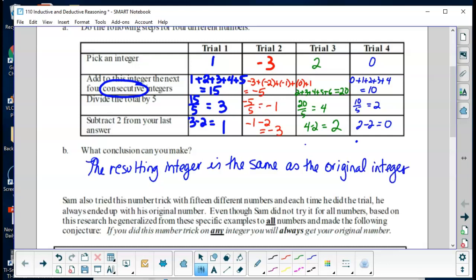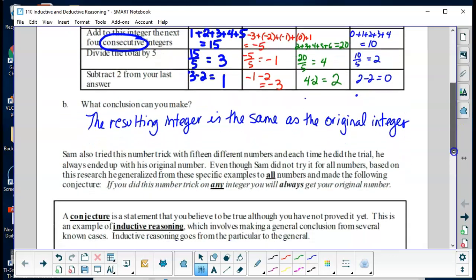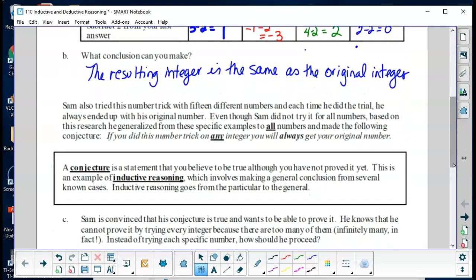Okay, so Sam also tried this number trick with 15 different numbers, and each time he did the trial, he always ended up with his original number. Even though Sam did not try it for all numbers, based on this research, he generalized from these specific examples to all numbers and made the following conjecture. Conjecture is a math word. It says if you did this number trick on any integer, you will always get your original number. That's his conjecture. So it's an if-then type statement.